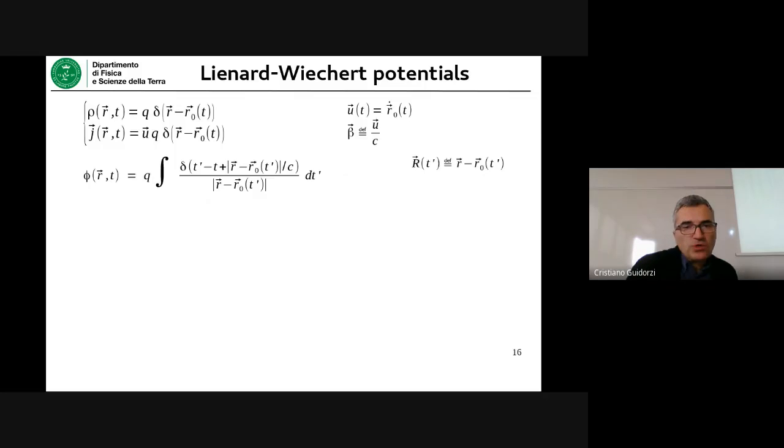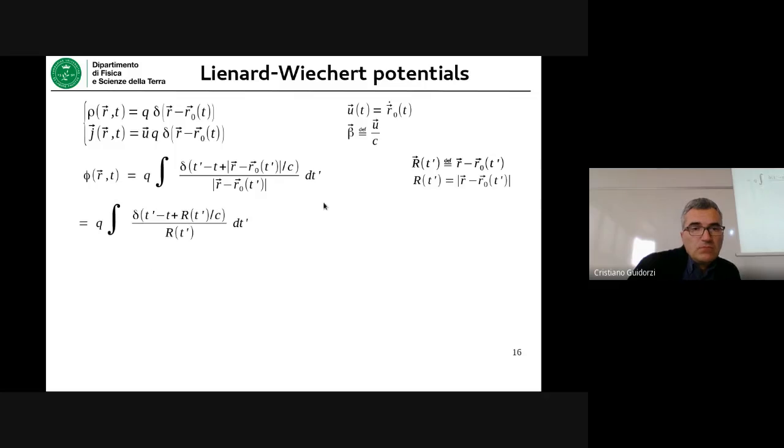Now we conveniently define a new quantity, which we call capital R, as a function of t prime, which by definition is just r minus r0 at t prime. So you see, if you look inside here, capital R is nothing but the distance to be traveled between the generic r and the position of the particle at the generic t prime. Given that this shows up many times, we define this new quantity, and analogously we define its modulus as, of course, the modulus of the corresponding quantity.